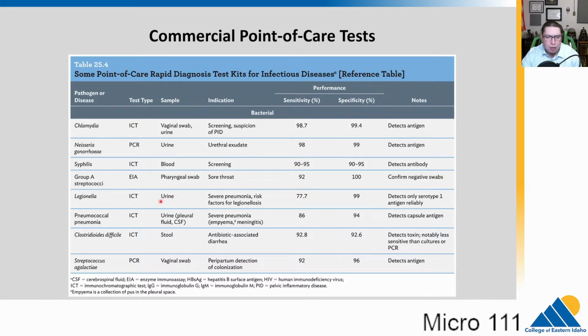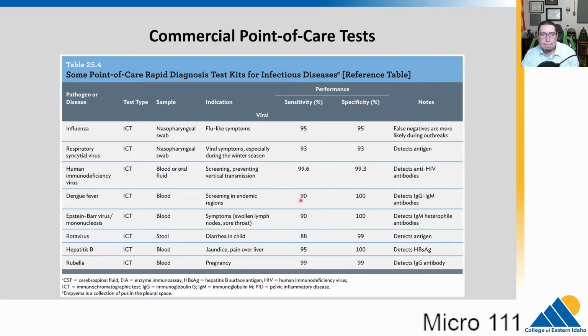We go down here to Legionella, which can cause Legionnaire's disease, causes pneumonia. It's only got 77% sensitivity. So that's not great. It has 99% specificity. But still, roughly 13 people out of 100 are going to show a false negative in this case. So again, it's not perfect, but it is rapid and can help us.